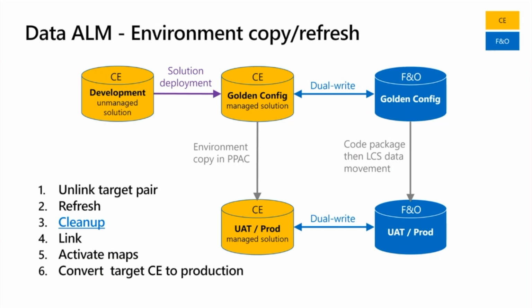After that cleanup has happened, so we don't have any information left over from the golden configuration dual write setup, we're going to link the target pair again. We're going to activate the maps, and we're ready to start, if it's a UAT, for doing our UAT testing in the environment, or if it is production, we're ready to start production.